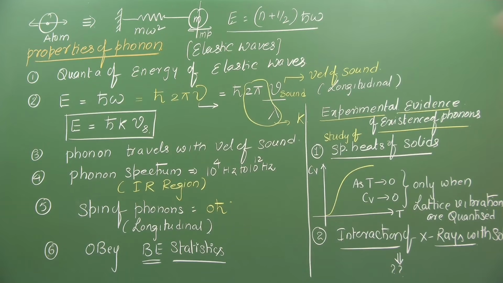Ready? Slow. Try to understand each and everything. Specific heats of solids, what is happening there? As the temperature is decreasing, the specific heat is also tending to 0. You get exactly 0 only when the amount of loss or absorption is quantized. Otherwise, you won't get exactly 0. So that confirms that the lattice vibrations must be quantized.